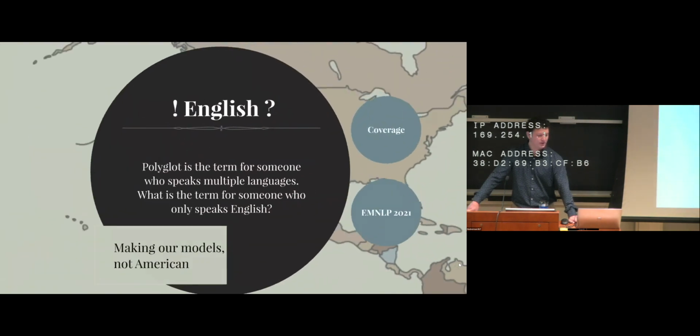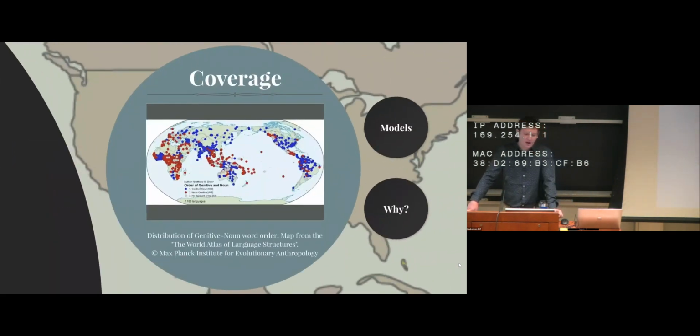I grabbed an image from the World Atlas of Language Structures, and this one is just noun and genitive word order. If you look at this spread geographically around the world, you can see that languages exhibit a lot of different morphology, linguistic features, things like that. So the first thing is, if we're only going to focus on English, we're going to miss a lot of aspects of language out there.